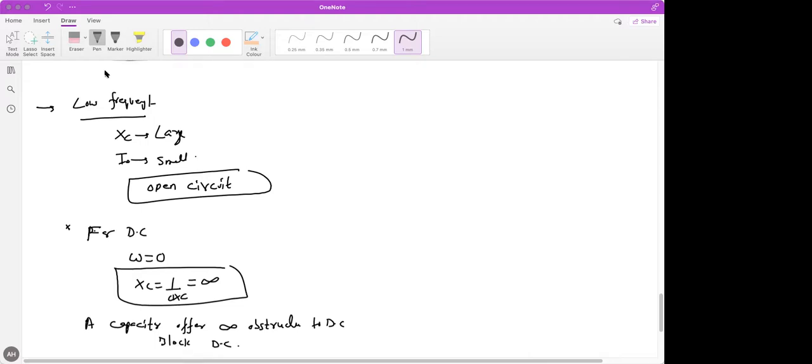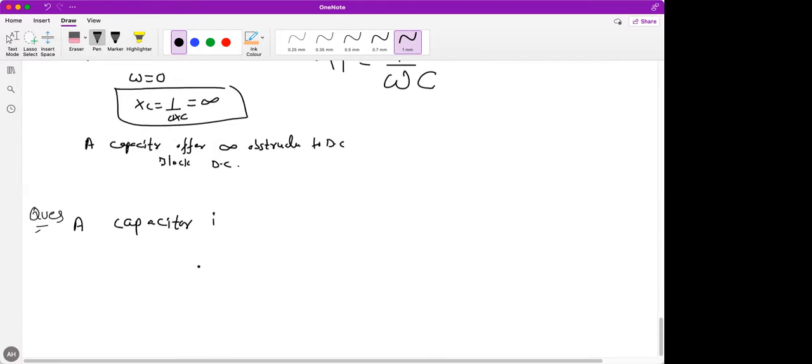So Xc is equal to 1 by omega c, 0 into c. Because omega is 0, Xc is 1 by omega c. So instead of omega, I write 0. 0 into c. So 1 by 0 is infinite, so Xc is infinite. For DC, capacitive reactance is infinite. Okay, this is over.